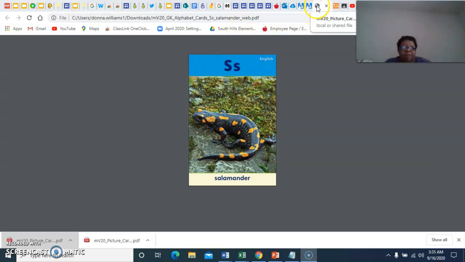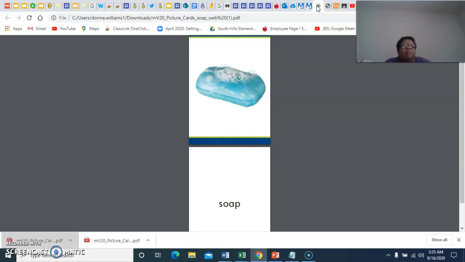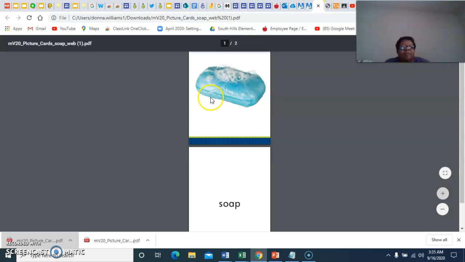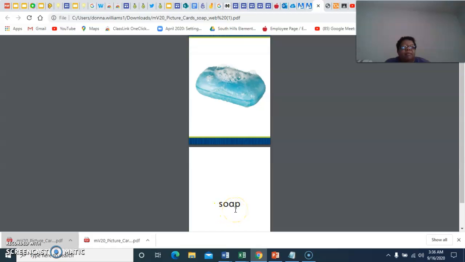Then we have soap. It starts with S and makes the S sound. So that's the first sound. There's the word here. So we have the first sound, then there's letter A, one of our vowels. Then the last sound, or the ending sound, P. But remember, we're focusing on the letter S. And what sound does S make? S. Okay?